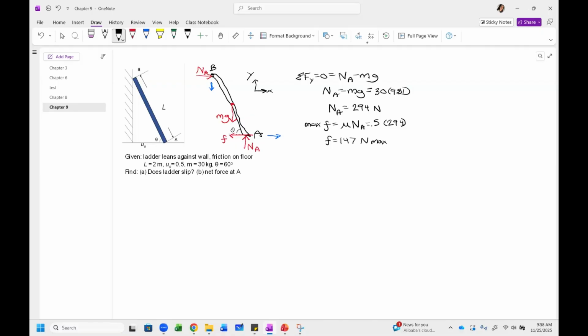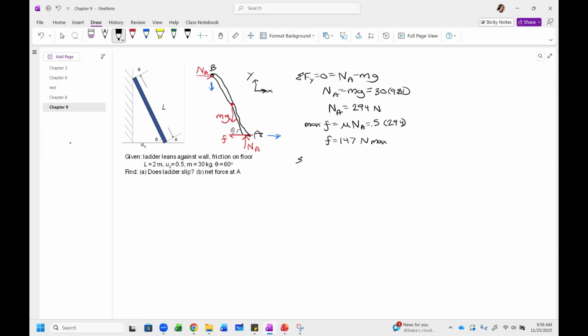So we have to figure out the force at B because friction also counteracts B. And if the normal force at B is greater than the friction force, then the ladder could slide. If the max friction force is greater than the normal force, then there won't be any motion. So to find that force at B, we actually have to sum the moments around point A.